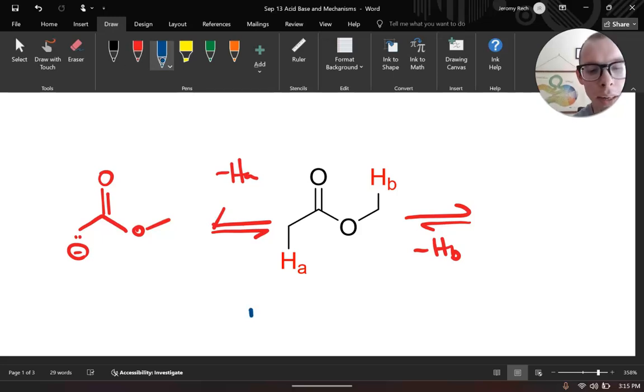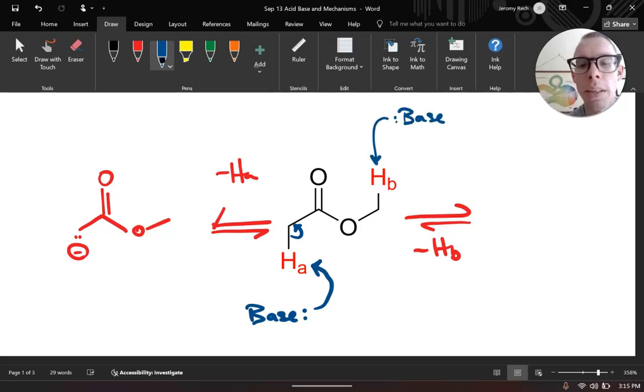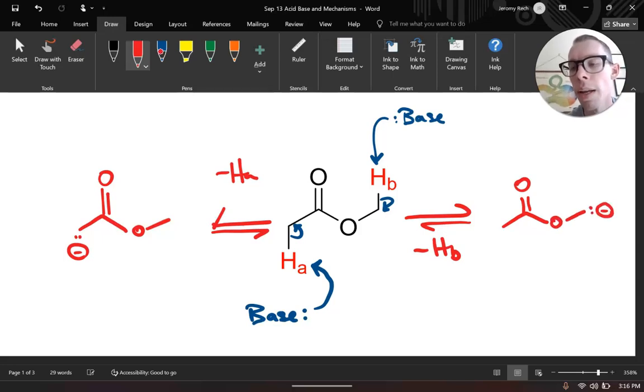From a mechanistic standpoint, if I had a base, that base abstracts HA, and then my lone pair goes to that carbon that A is attached to. If I do that same thing to HB, my base can abstract a proton and then give me a lone pair on that carbon. My ultimate conjugate base would look like this. So those are my two possible conjugate bases. And one of our questions is, which of these can be stabilized by resonance?